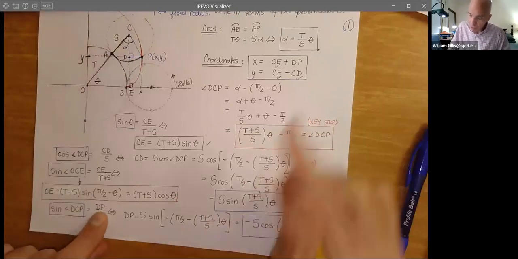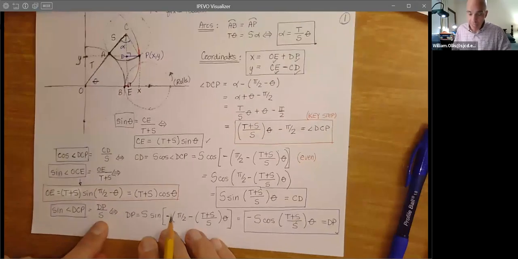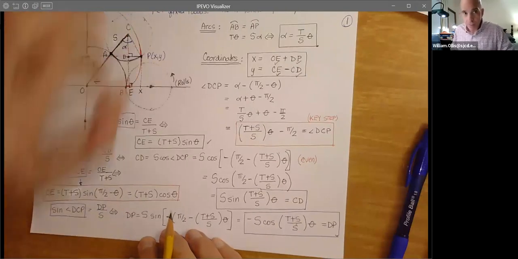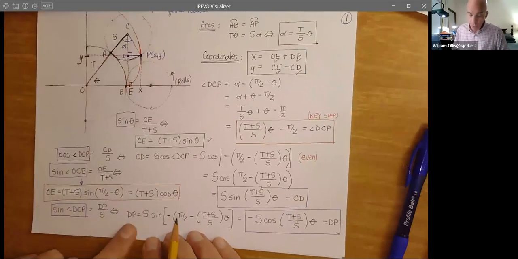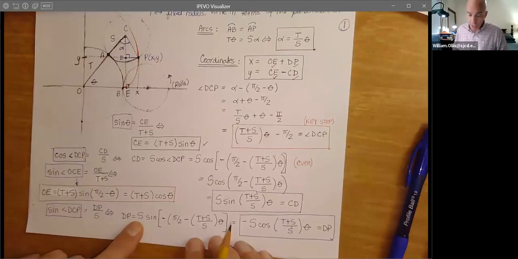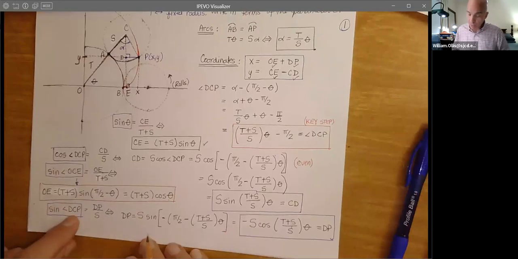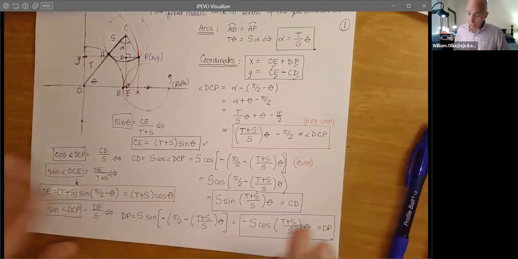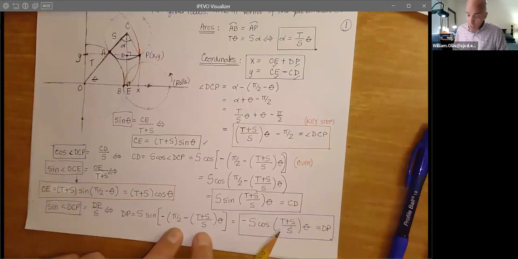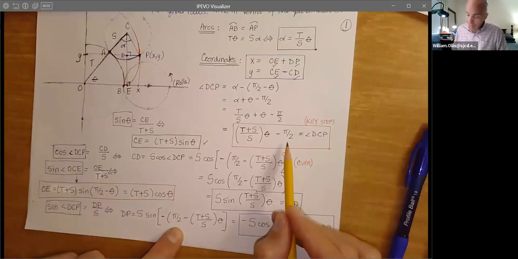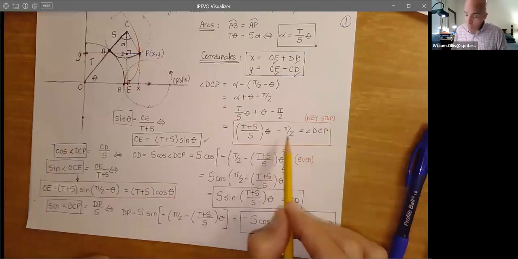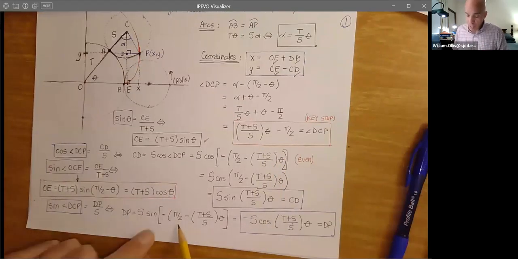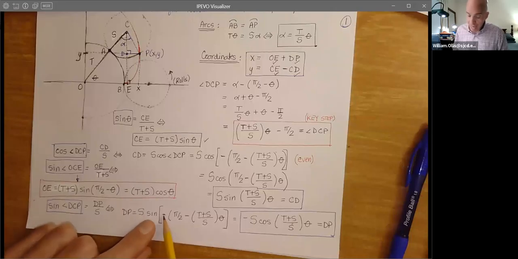Now DP right here, this one, DP, that is opposite of angle DCP. So now we'll use sine of angle DCP, opposite over hypotenuse. So we have opposite, which is DP, divided by S, which is the hypotenuse. Now cross multiply, so DP equals S times the sine of angle DCP. Well, same old song and dance again.